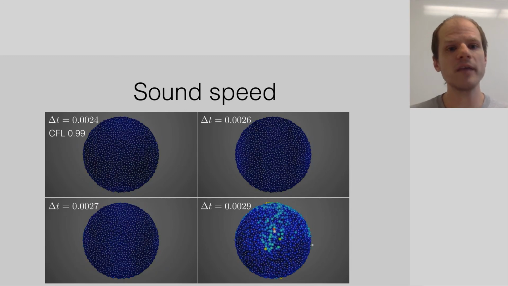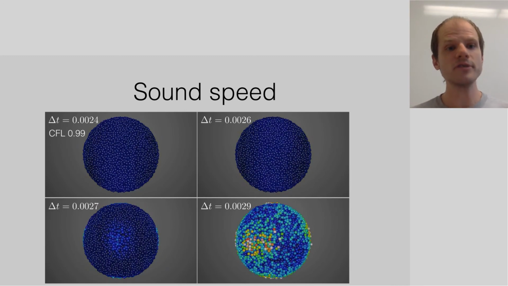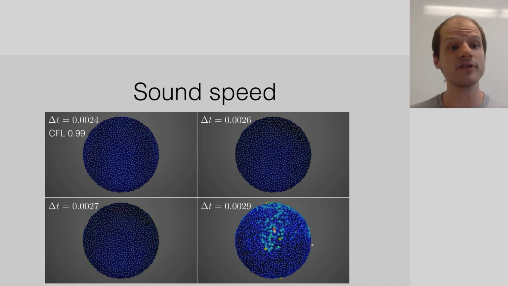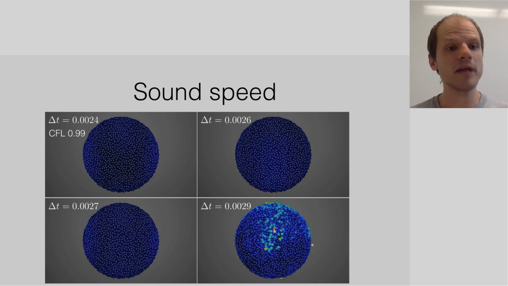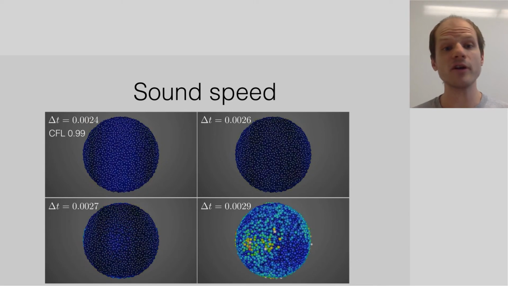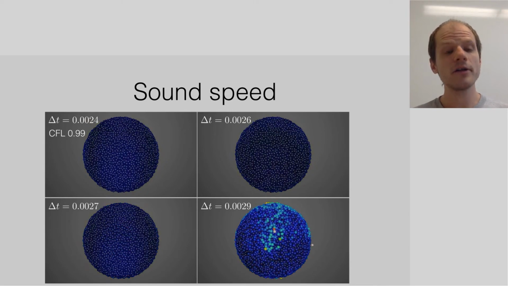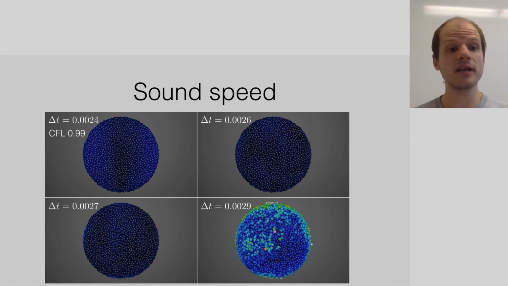In this example, we have a vibrational test, which is dominated by sound speed considerations. Here, dark colors like black and blue represent relatively small velocities, whereas brighter colors like whites and reds represent very large velocities. The top left simulation is run using our CFL restriction. Here, a dt is selected that is approximately 0.0024. Increasing this slightly to 2.6, the simulation remains stable.